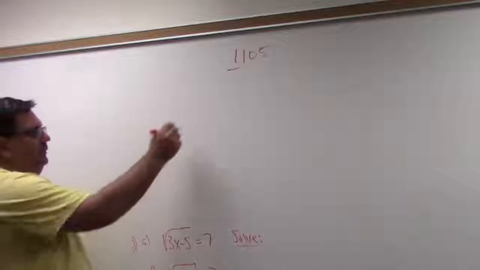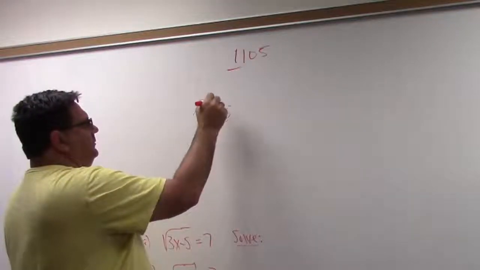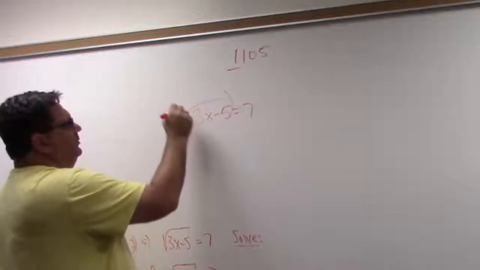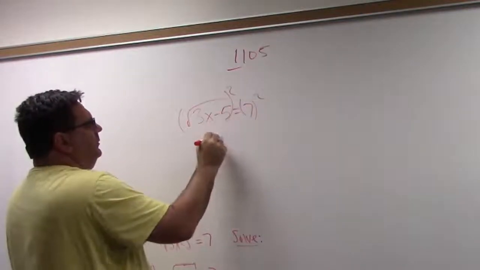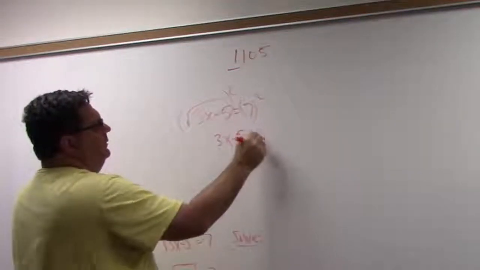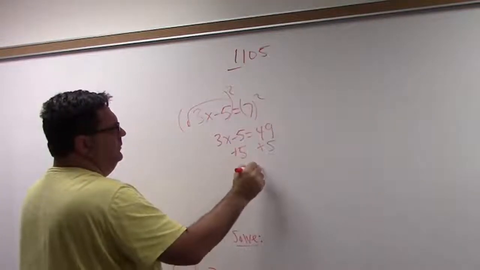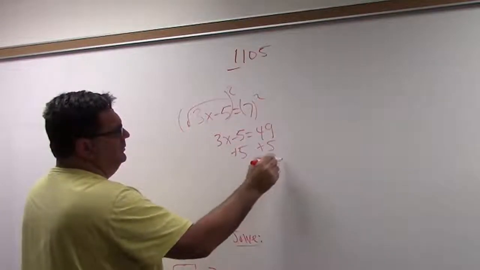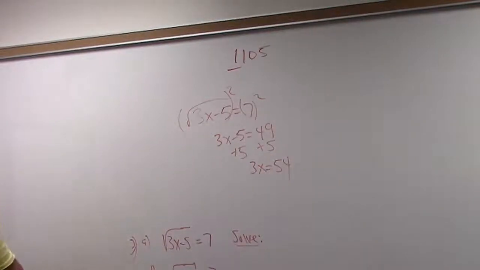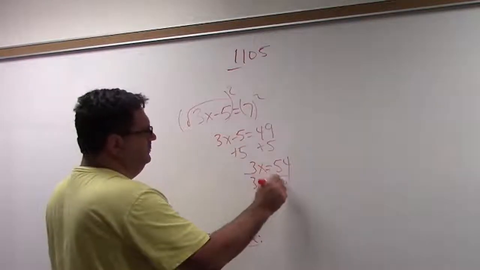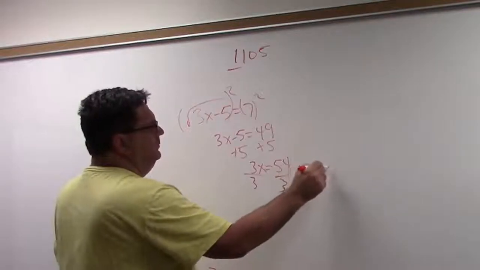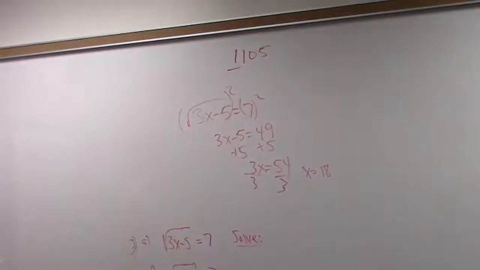This one. 3x minus 5 equals 7. You're going to square both sides. 3x minus 5 equals 49. You'll add 5, you'll add 5. 3x equals 54, yes? What's x? 18. X is 18. Okay. We good to there?